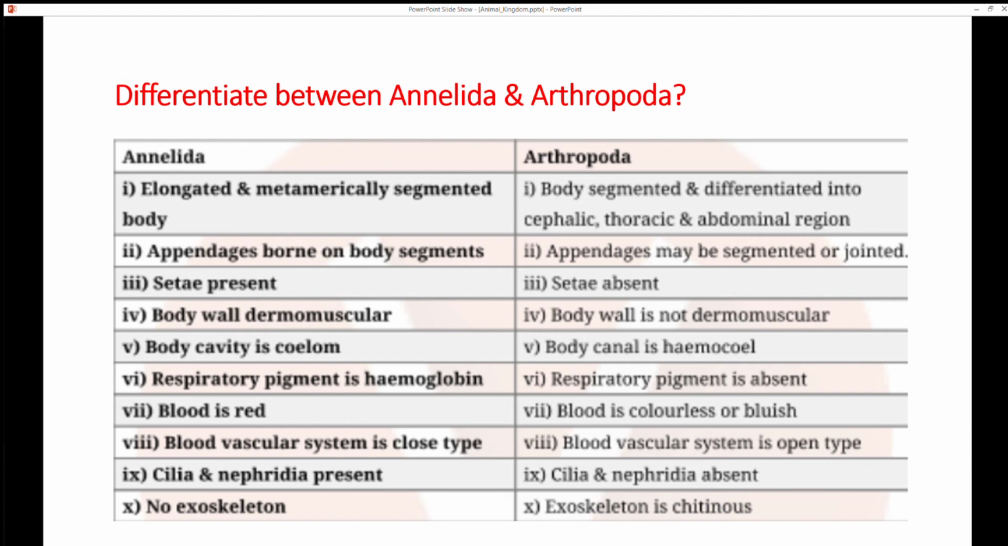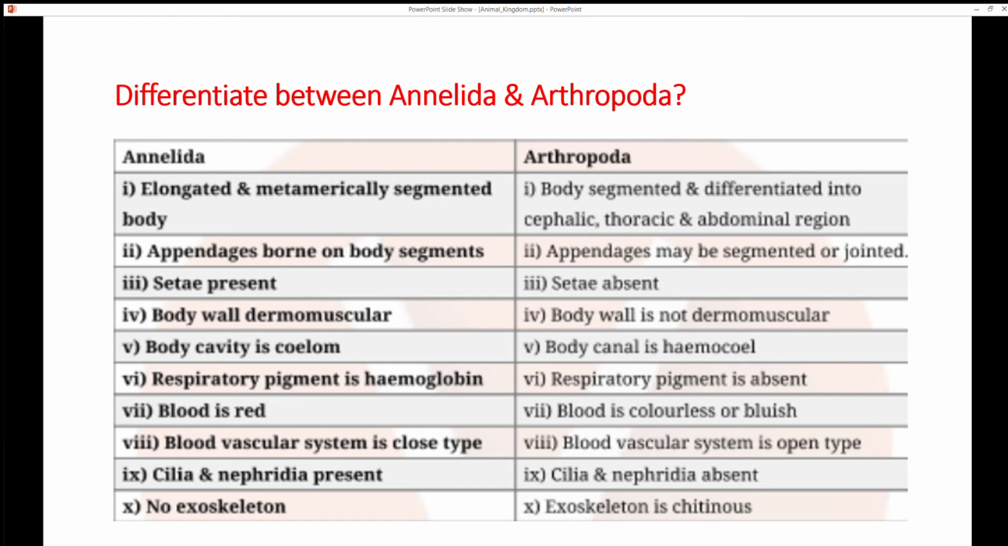So the body wall is dermomuscular in Annelida, whereas in Arthropoda it is the opposite, it is not dermomuscular. The body cavity in Annelida is coelomate. Here in Arthropoda it is hemocoel. Hemocoel is nothing but white blood animals.